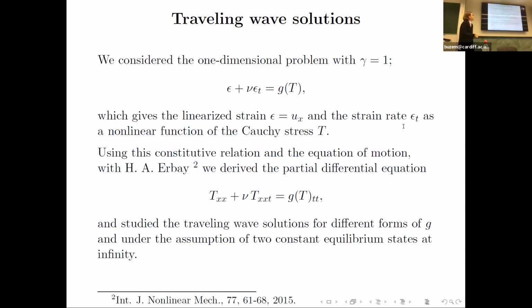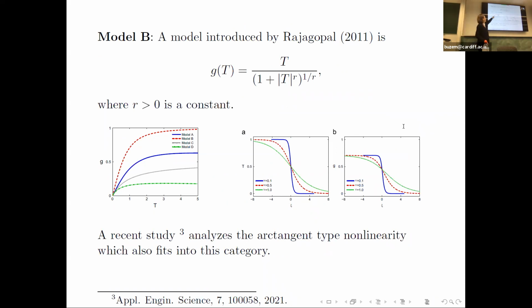Anyway, what we did was to see whether we have any notion of a solution for this partial differential equation for some special nonlinearity G. That is what we did in this paper. We passed to the traveling wave variable and obtained some ODEs. For some specific Gs, which are here, model A, model B, C, and D, we showed that we can get traveling wave solutions analytically or numerically.